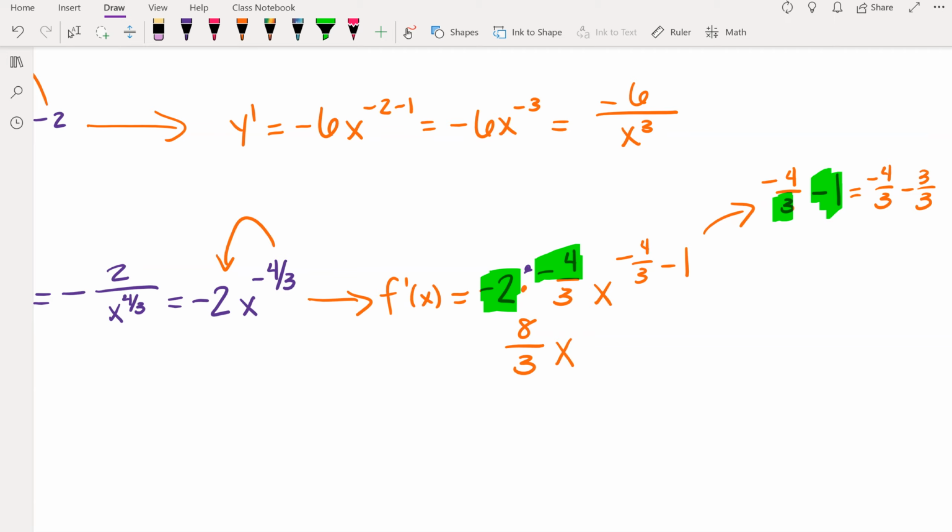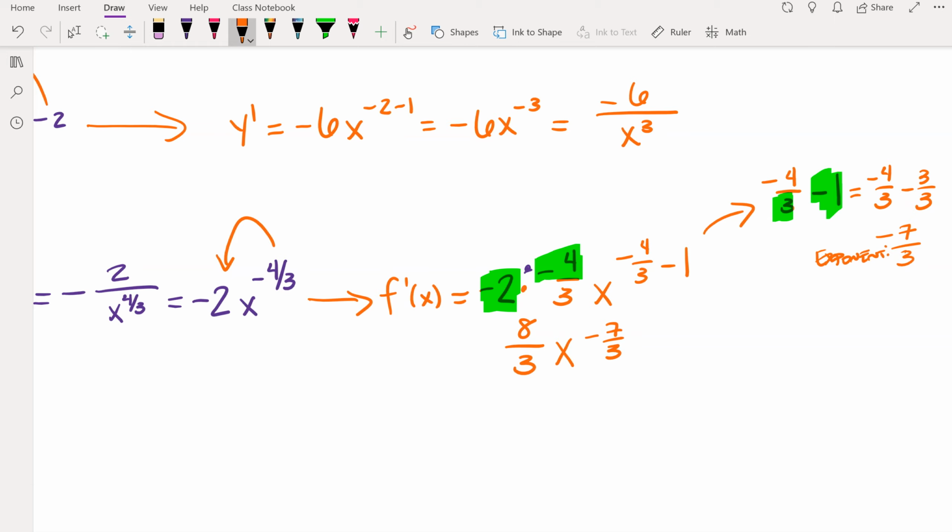Okay. So now we're going to do negative 4 minus 3. That's negative 7 over 3. They have a common denominator, so now you can just leave the denominator. Sweet. And now that's our new exponent. So this is our new exponent. Let's put it on x, negative 7 over 3.